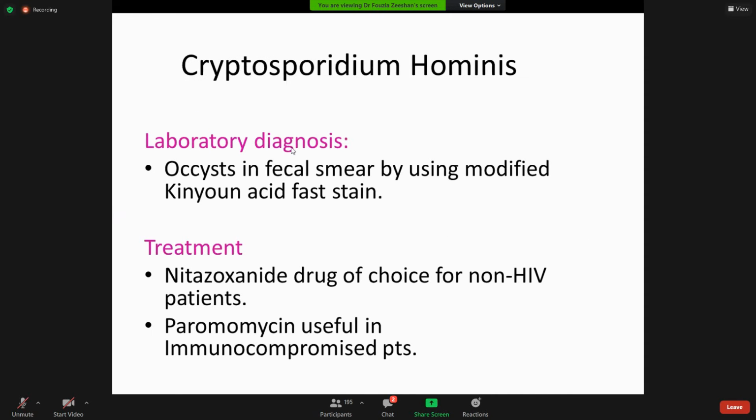Laboratory diagnosis can be done by fecal smear using modified Ziehl-Neelsen acid-fast staining. This acid-fast staining is also used for staining Mycobacterium tuberculosis, so for Cryptosporidium hominis this acid-fast staining is also helpful. Treatment: nitazoxanide is the drug of choice for non-HIV patients. But in the case of HIV or immunocompromised patients, paromomycin is very useful.